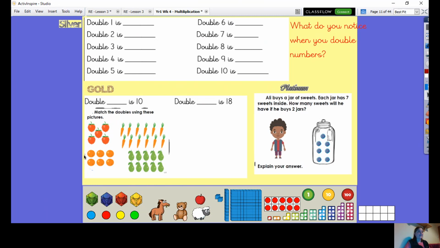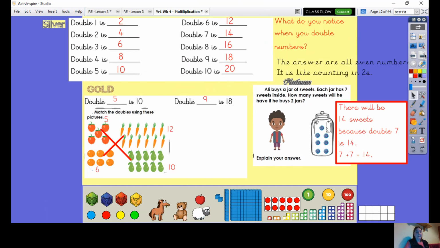This is 6. So double 6 is what? Which one of these matches double 6? So when you double 6, what answer do you get? Which one of these is showing that? And the platinum is really very similar to what we've just done, but instead of thinking about 8 sweets in a jar, you're thinking about 7 sweets in a jar. Okay, so you might want to pause the video here, and I'm going to move on then for the answers.